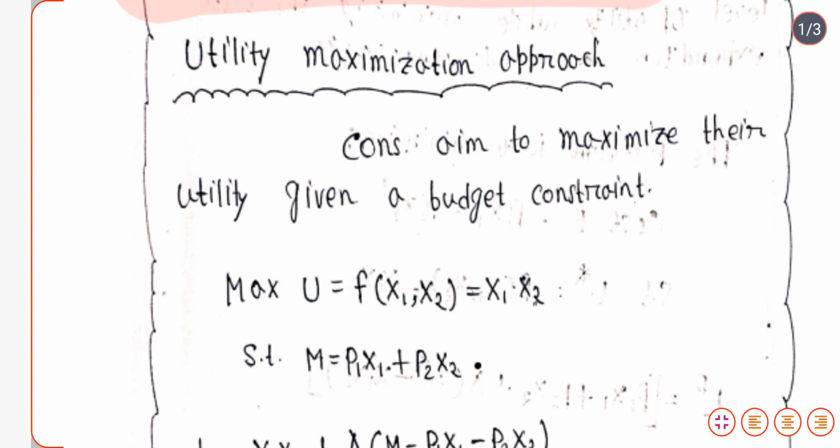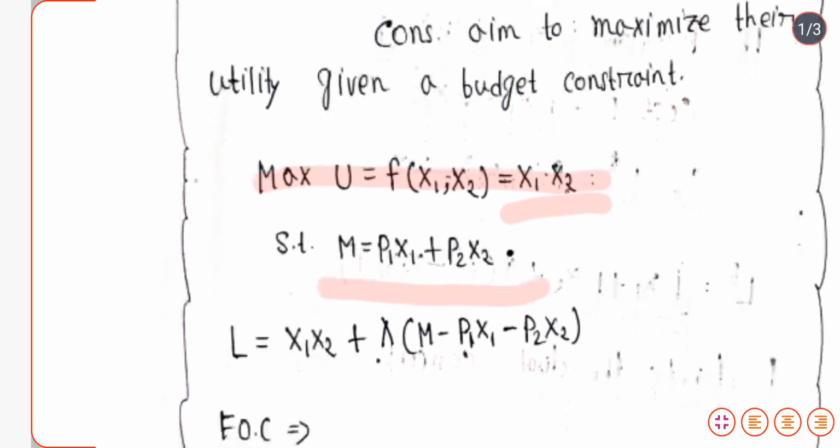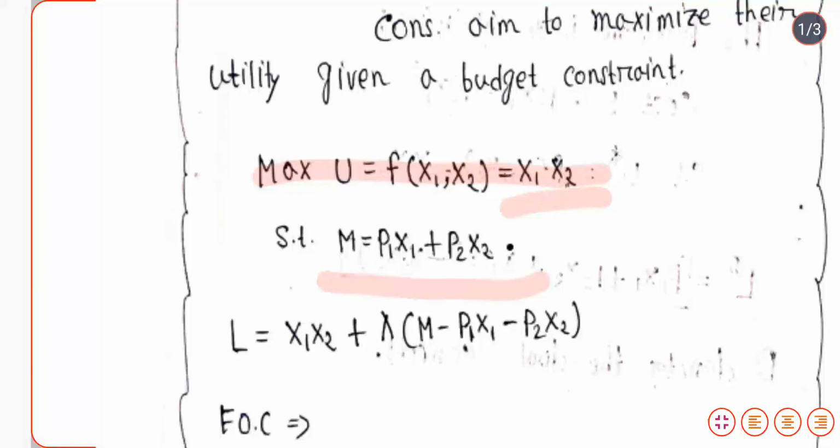Now, if we have a utility function, which is a function of x1 and x2, equal to x1 into x2, and we have a budget constraint, m equals p1 into x1 plus p2 into x2. For getting the values of x1 and x2 and the indirect utility function, we have to form the Lagrangian of this utility function and then take partial derivatives. The Lagrangian will be x1 into x2 plus lambda into (m minus p1 x1 minus p2 x2).